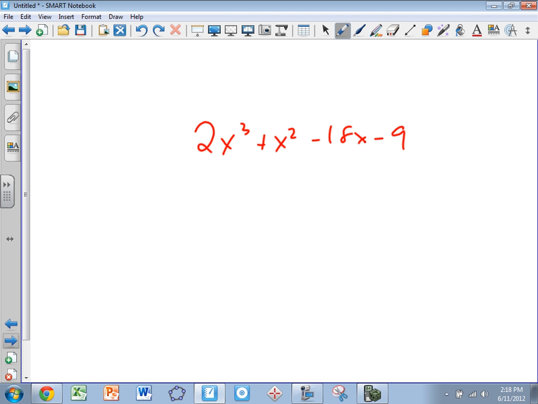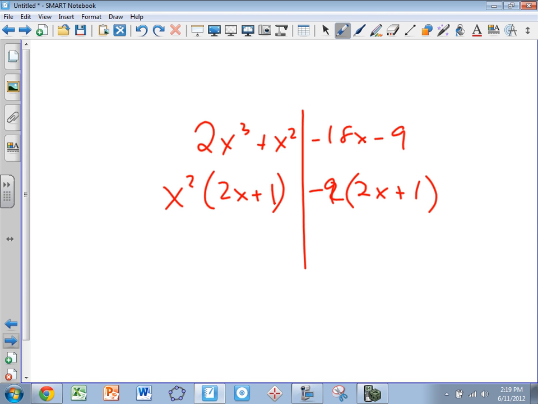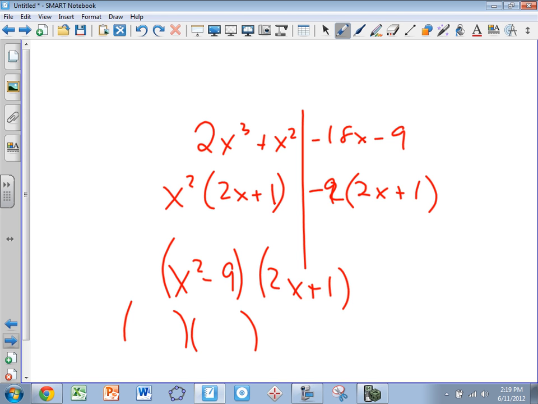So by grouping, I see that there's an x squared that can come out here. I'm left with 2x plus 1. Here I can take out a negative 9, sorry. I'm left with 2x plus 1. And what do you notice? 2x plus 1 repeats itself. So you're left with x squared minus 9 times 2x plus 1. Which looks like you're done. But what do you got? Well, no, we're just factoring. No roots, just factoring. What do you got here? x plus 3, x minus 3.